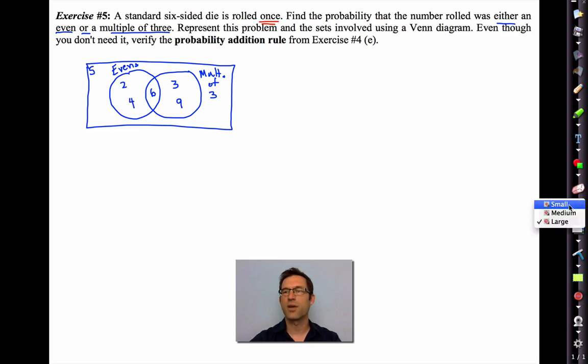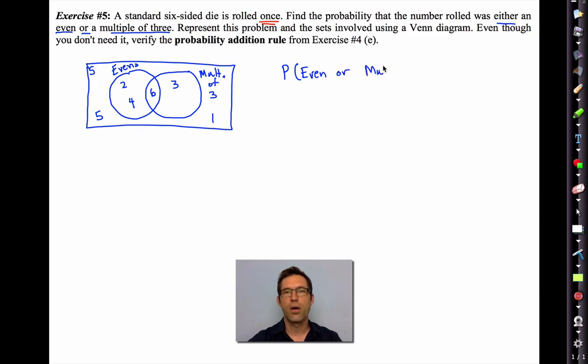Whoops, I made a mistake there. It's going to be pretty hard to get a roll of a 9, right? Are there any that I kind of left out? Oh yeah, that's right. 1 and 5, right? They're hanging out here. So the evens are 2, 4, or 6, and the multiples of 3 are 3 and 6.